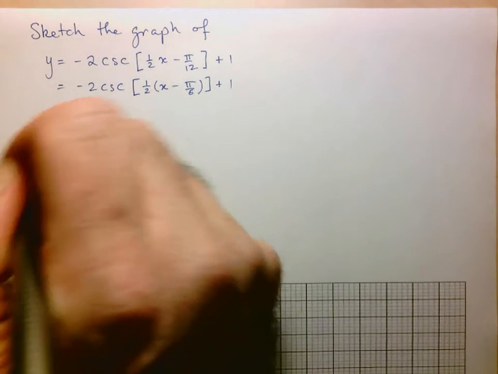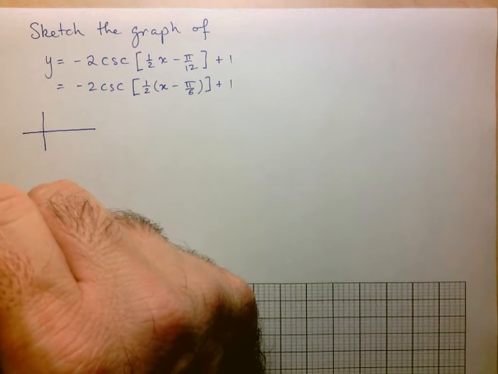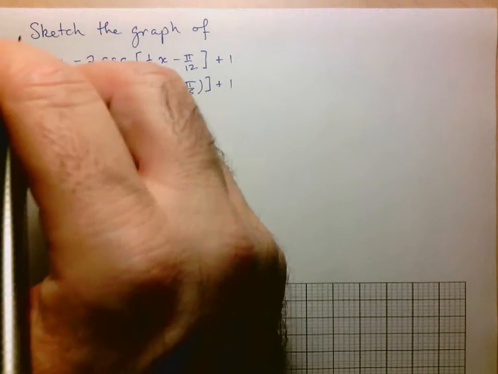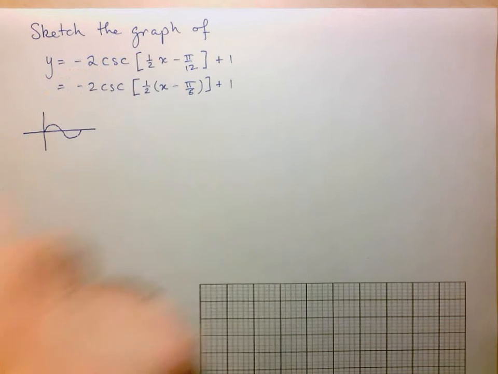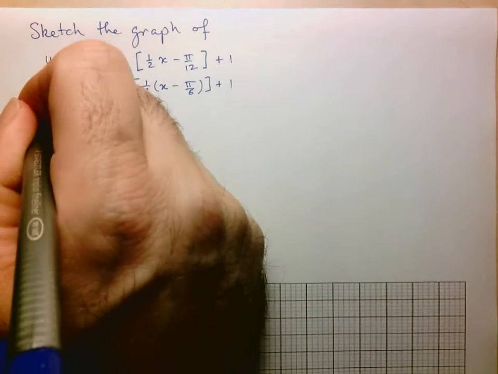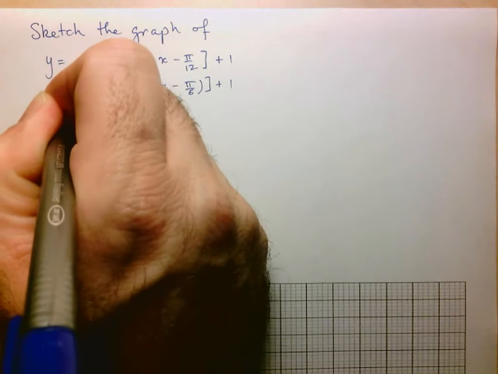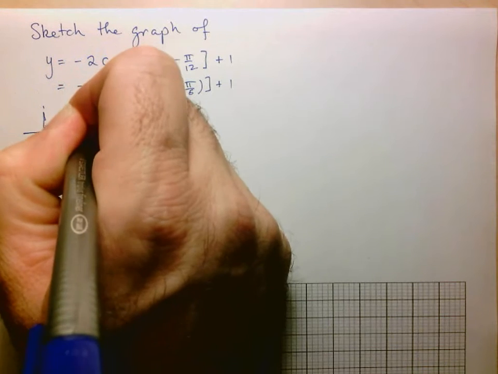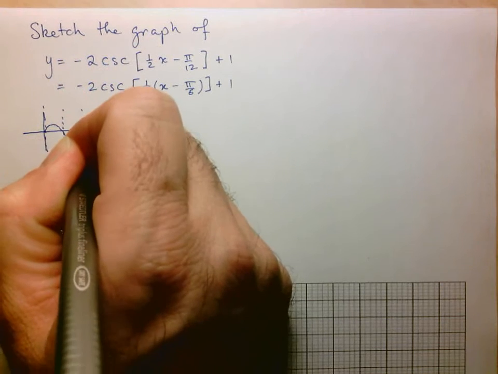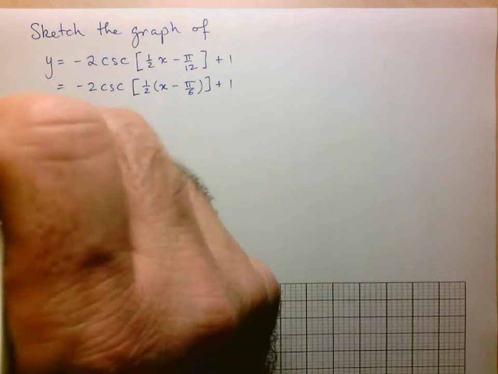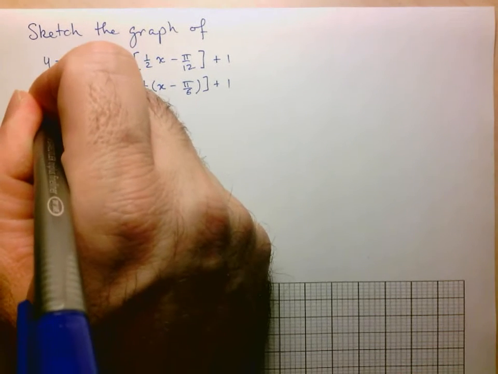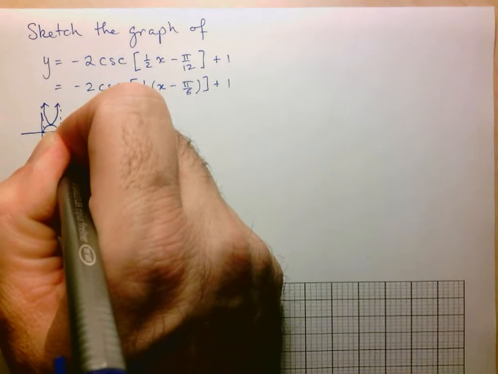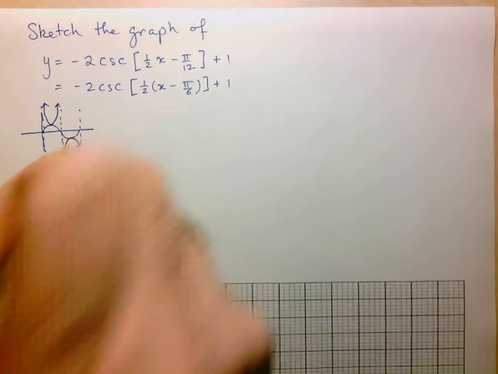Let's just say for whatever reason you're not remembering exactly what the cosecant function looks like. Remember that it's the reciprocal of the sine function. Here our vertical asymptotes are going to occur at pi, at 2 pi, and of course at 0, and our function is going to look like this. Let's just draw one cycle of the graph.